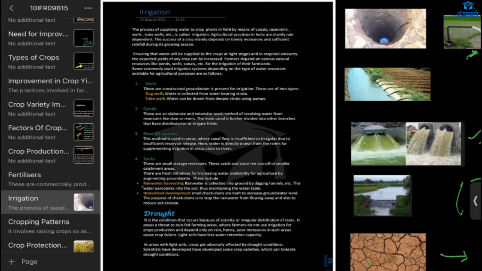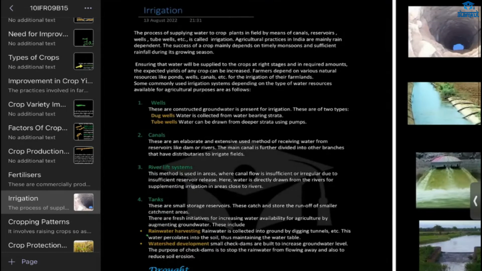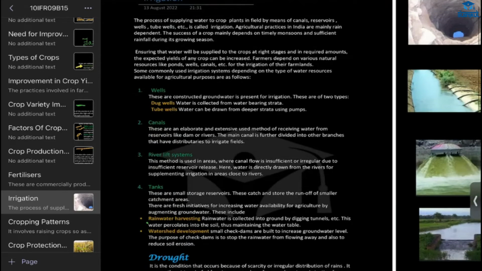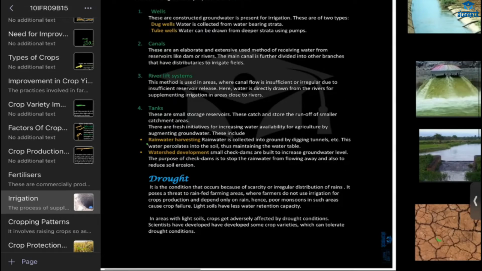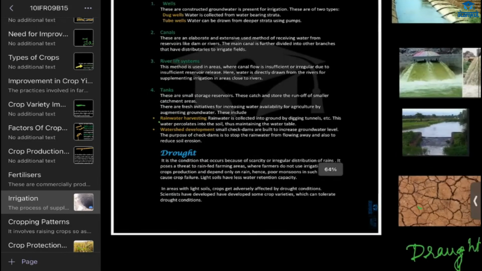We have talked about nutrition. Next, the water, that is, the irrigation. So there are many types of methods for irrigating the fields. Farmers use different methods: wells, canals, river lift systems, then tanks, all this.